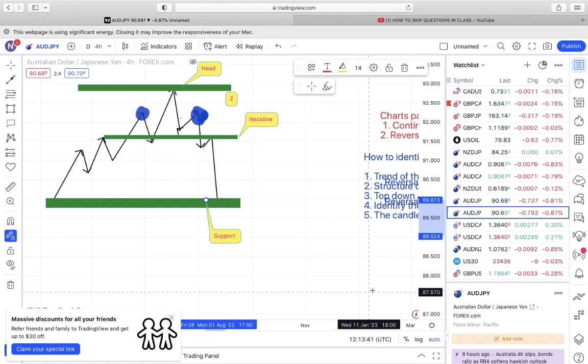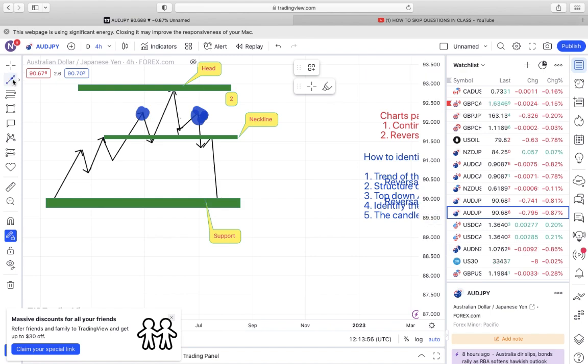Then the head is the resistance. I know you're following very well. Now, how do you enter this given market? You wait for this neckline to be broken. Then you enter at the retest of the neckline, or the neckline maybe cannot be retested. Just enter when this neckline is broken.